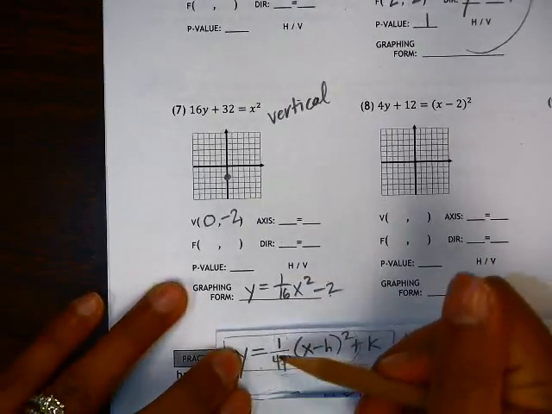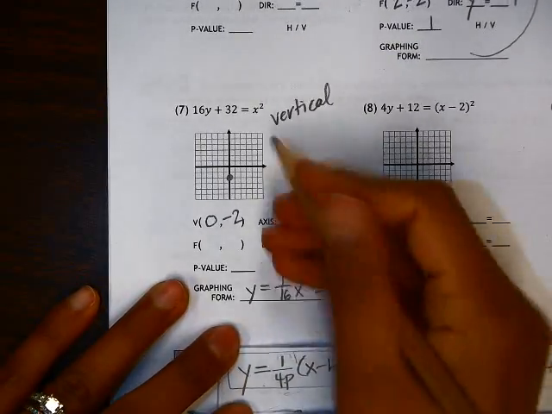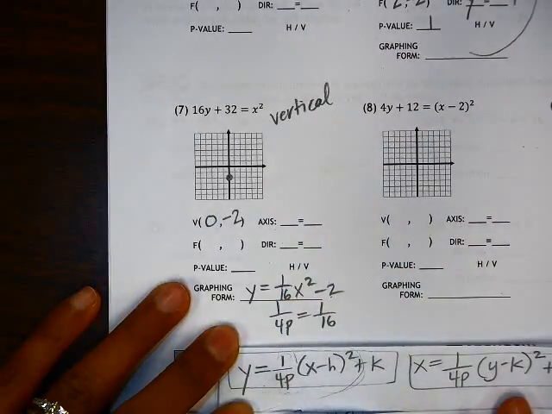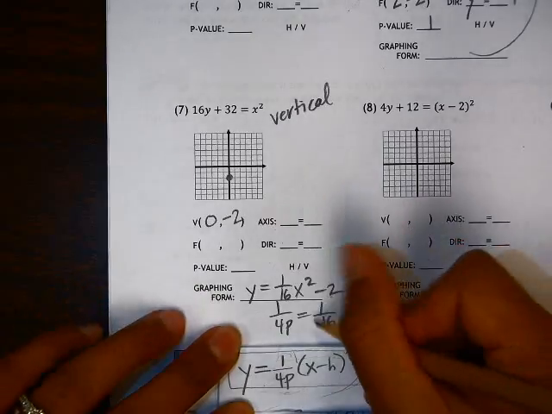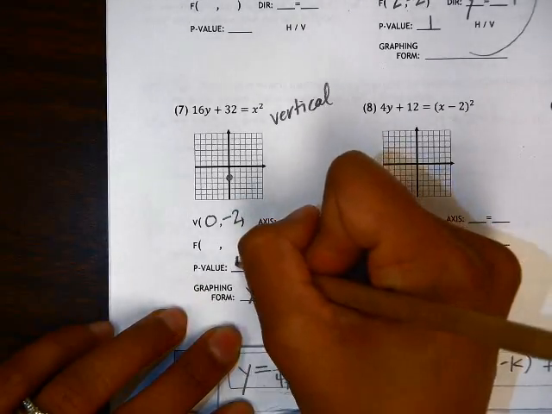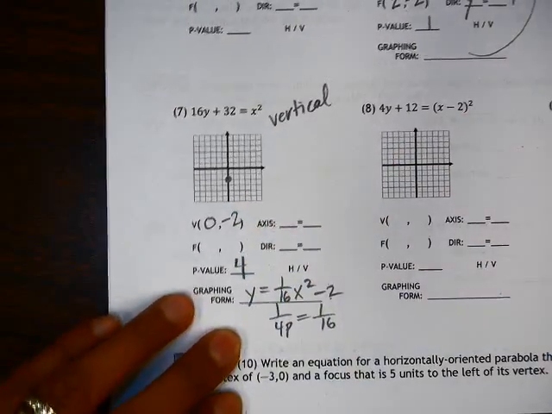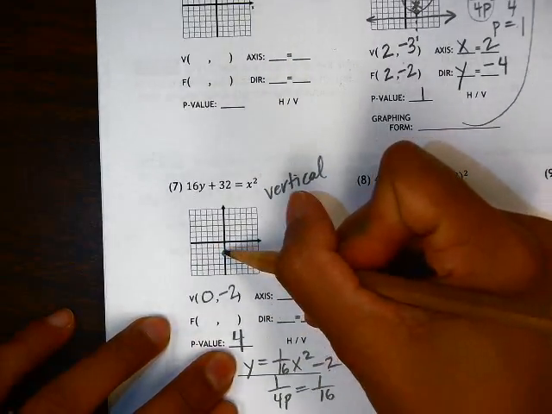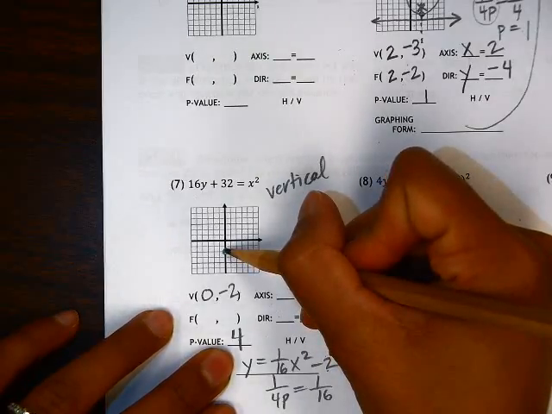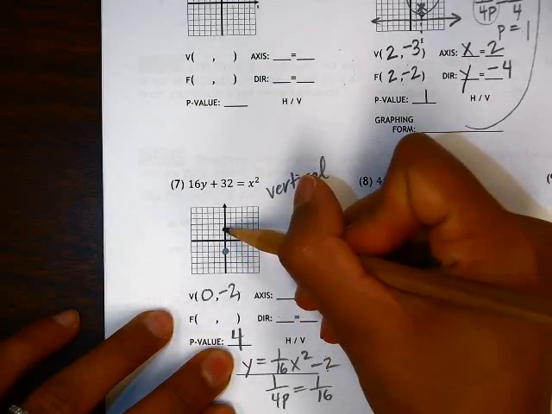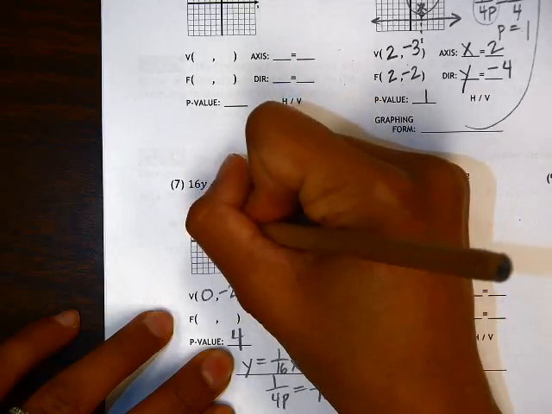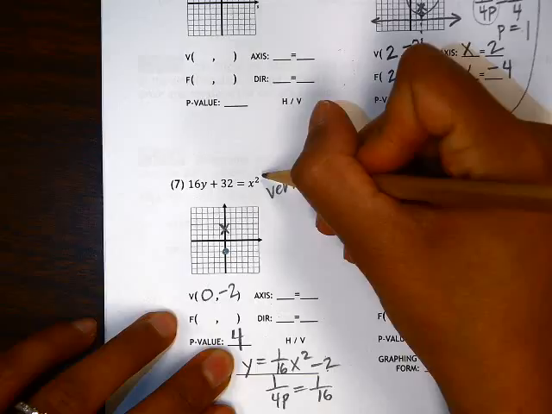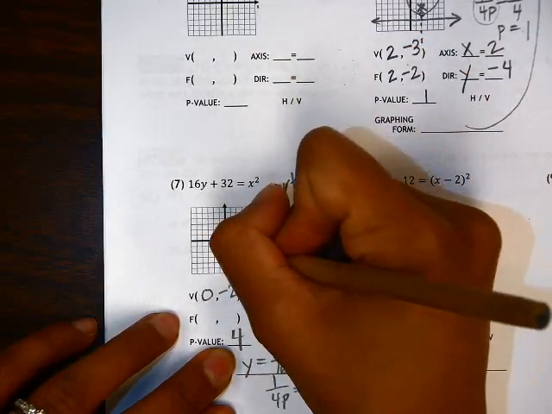we can tell here by comparing 1 over 4p and knowing that it's equivalent to 1 over 16, we can tell that p is going to be equal to 4. So I'm going to say p equals 4. P equals 4 means that my focus is positive 4 away from the vertex. So I'm going to count positive 4. And I knew to count in the vertical direction because we already determined that it's a vertical parabola because the x is being squared. So my parabola opens up.